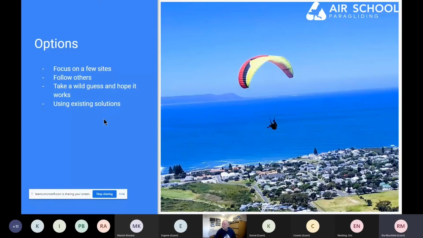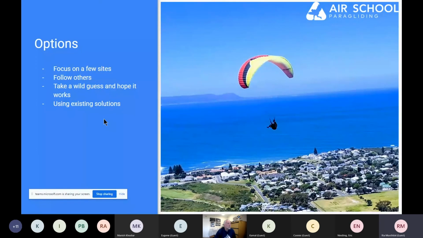So people may focus on the sites that they know. They might go where other people are flying. There's a few WhatsApp groups where people share their plans, hopefully, and those who don't do their weather forecasting will try and latch on to others who have made a decision. Maybe they'll take a wild guess and hope that it works. So they'll drive up to Lions Head and see whether it's flyable or not.